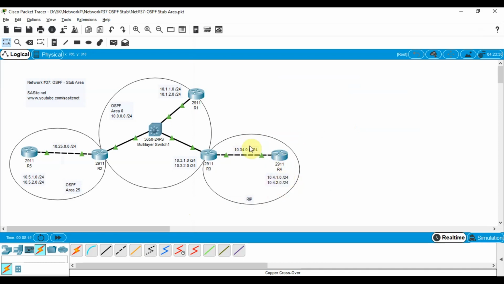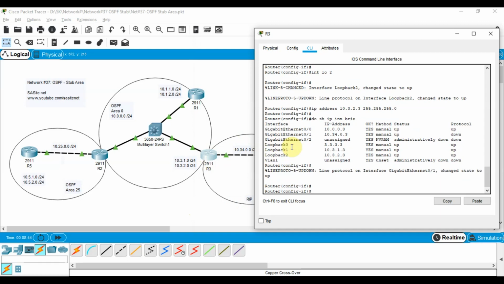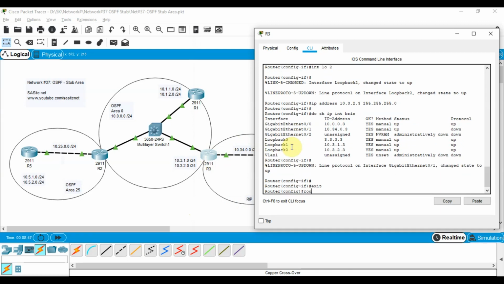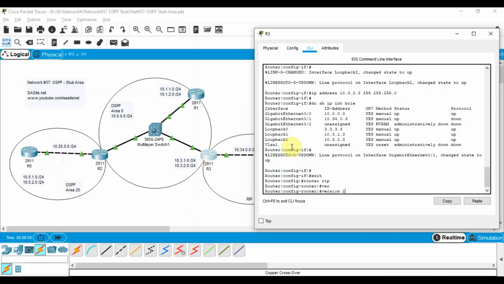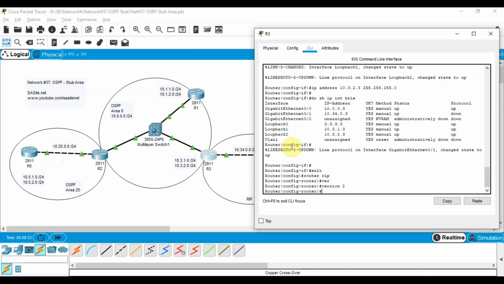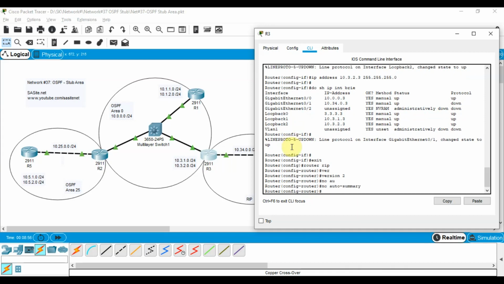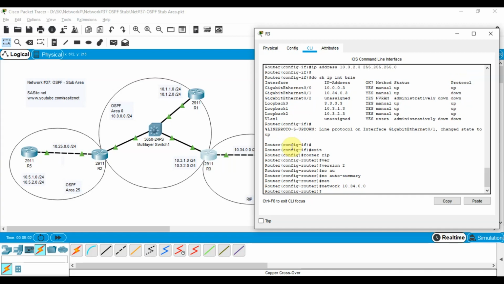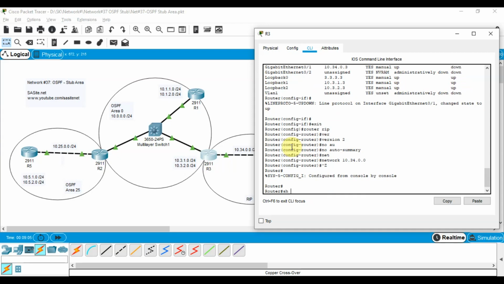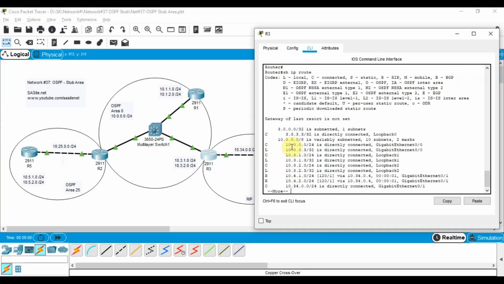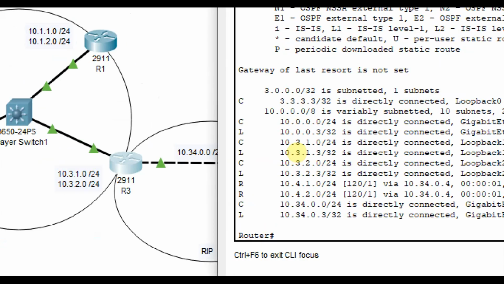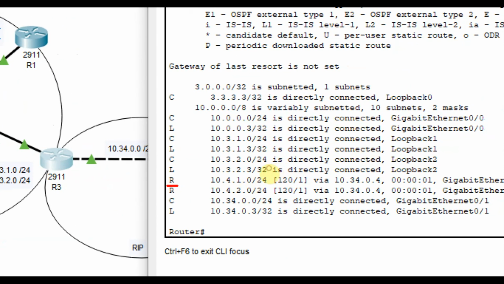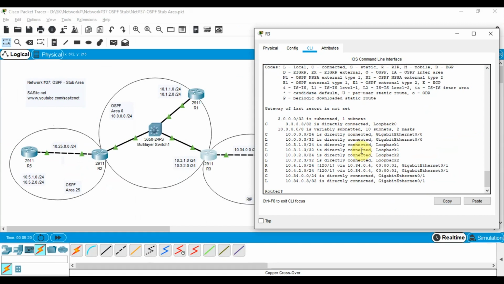We advertised these three networks and now go to R3 to configure RIP. So router rip, version 2. If you forget how to configure RIP, please go back to the RIP tutorial. No auto-summary, and we have network 10.34.0.0. That's it, we just need the basic connectivity. Show ip route. Let's see what we have learned. Okay, very good. We learned some RIP routes, which are the networks behind R4. That's what we are looking for. Let's take a look: show ip route rip.